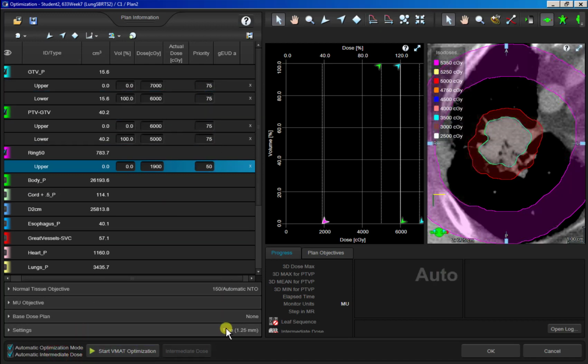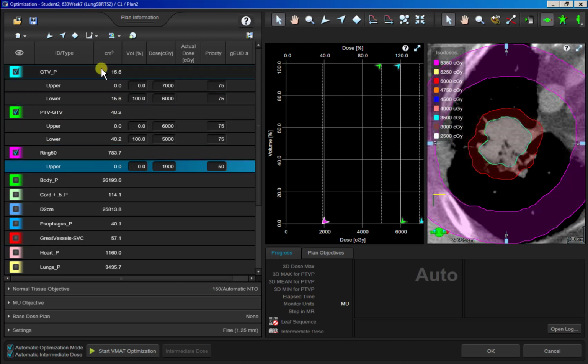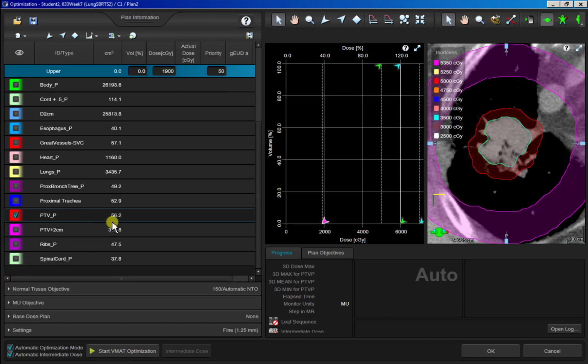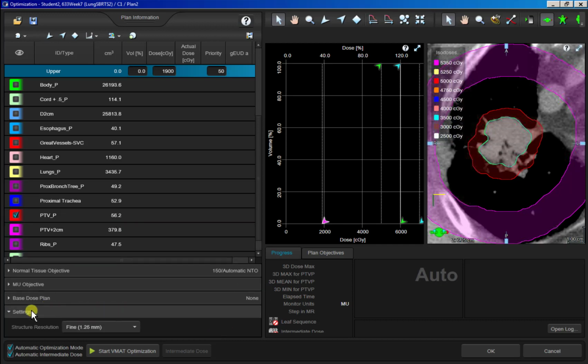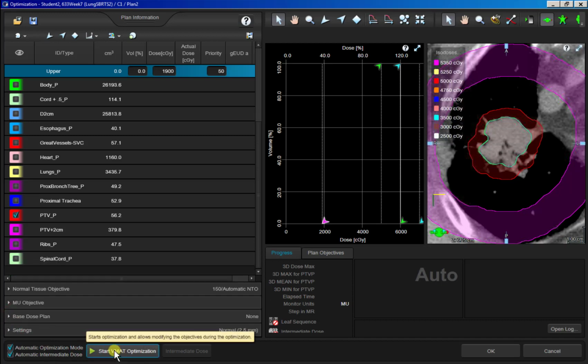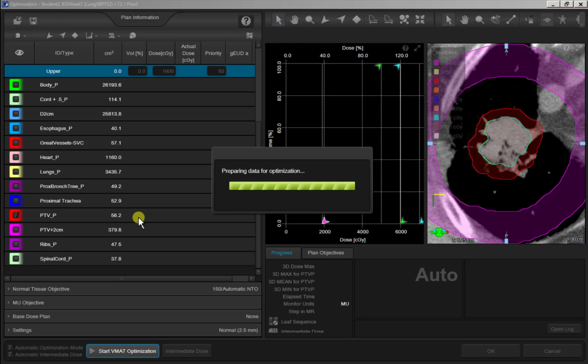If your PTV is really small, so usually I say if the PTV is like 15 cc's or less, I'll run it fine. Or if I'm overlapping or really close to an OAR, I'll run it fine just to make sure my resolution of my plan is really good and it turns out really well. If the PTV is bigger, so in this case our PTV is 56 cc's, just to make this go faster, I'm gonna run this at normal. All right, and start.